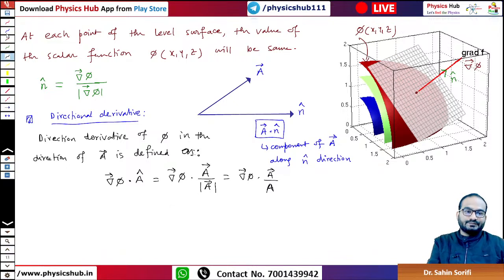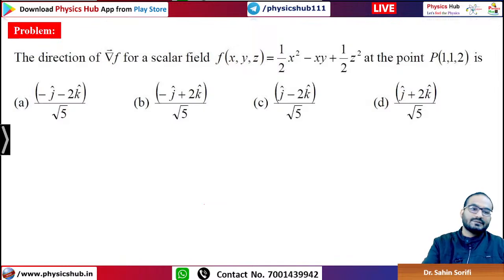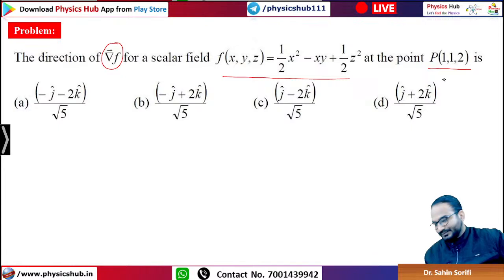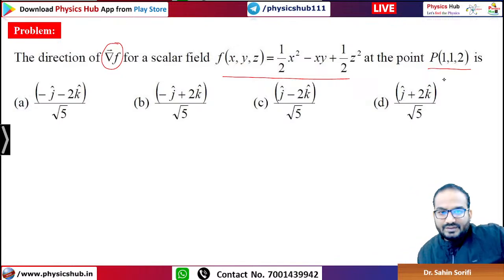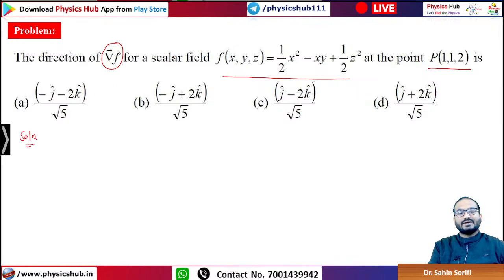Okay. So let us now go for some problem so that you understand it better. Okay, look at this problem. The direction of grad f for a scalar field, this, at the point P(1,1,2). So simple problem, as you are learning it from the very beginning. So you can give it a try. You have to just find out the direction of grad f. Okay. So first of all, you need to calculate grad f, then you can find out the direction.